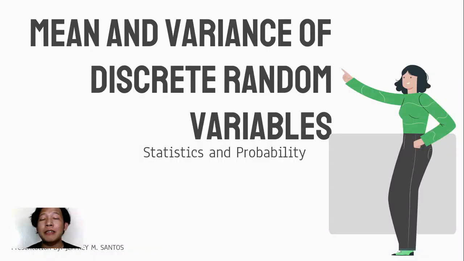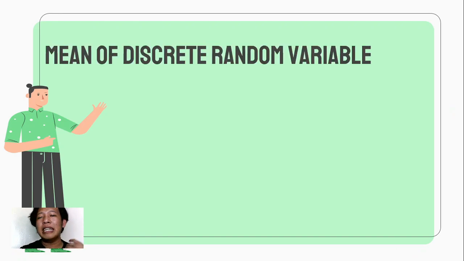Good day everyone. For today's video, we're going to discuss the mean and the variance of a discrete random variable. How are we going to compute for the mean and the variance? To get the mean of a discrete random variable, this is somewhat the same as what we discussed in the previous video on how to get the mean. But in this sense, we are after the probability. Hence, the mean of a discrete random variable connotes what we call the expected value.